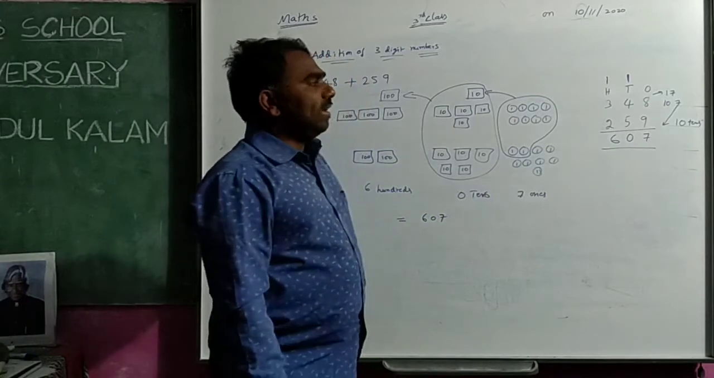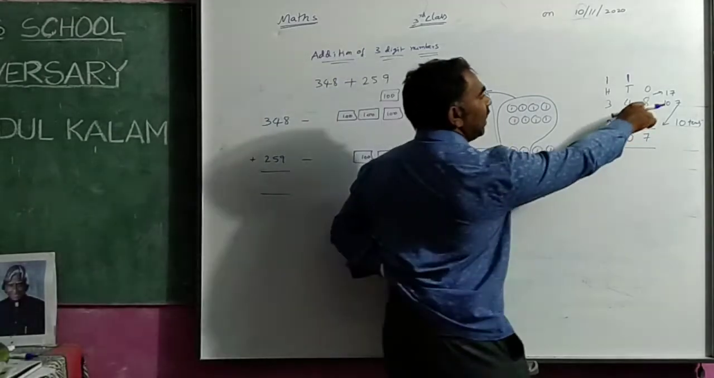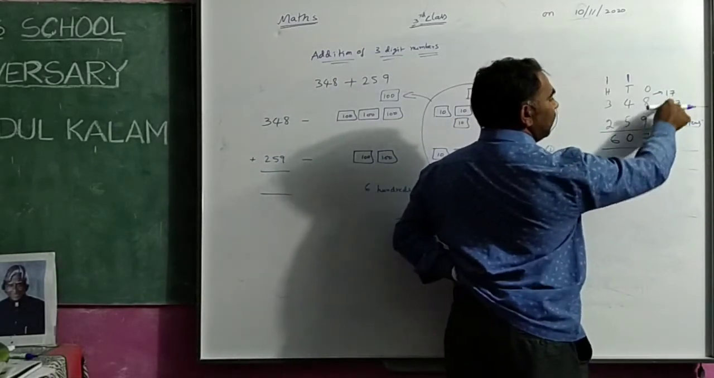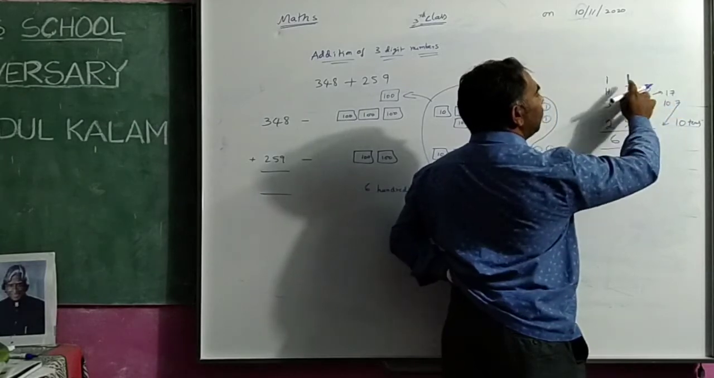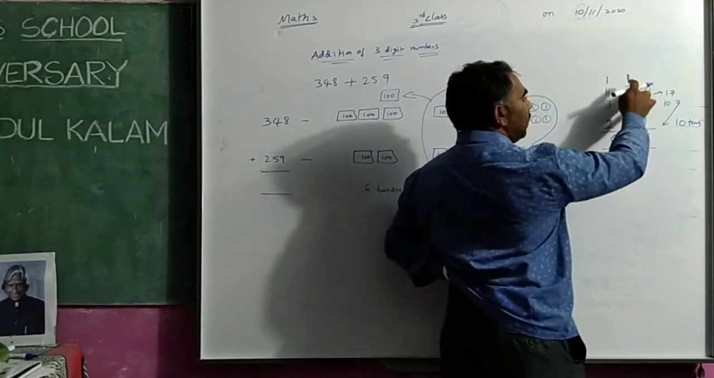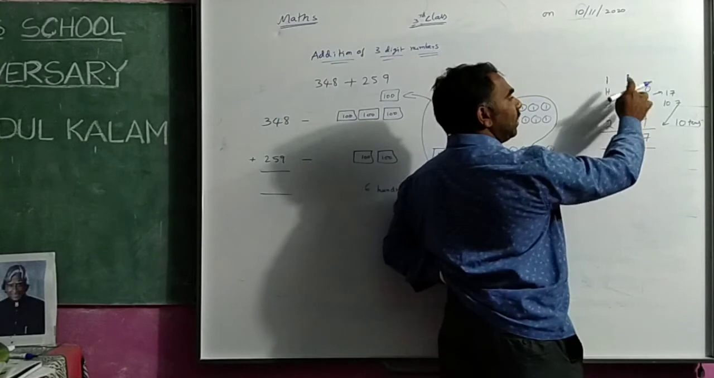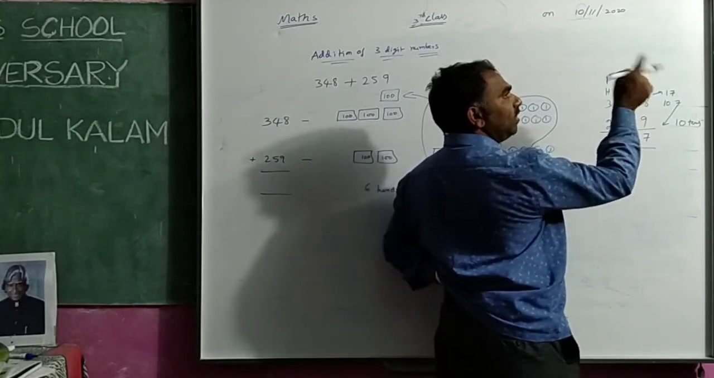So 607. So 8 and 9, 17. In 17, 7 you will take, and this 10 in the tens line, 1 carry. Here 10 tens are coming. 10 tens means 10 tens will be 100.